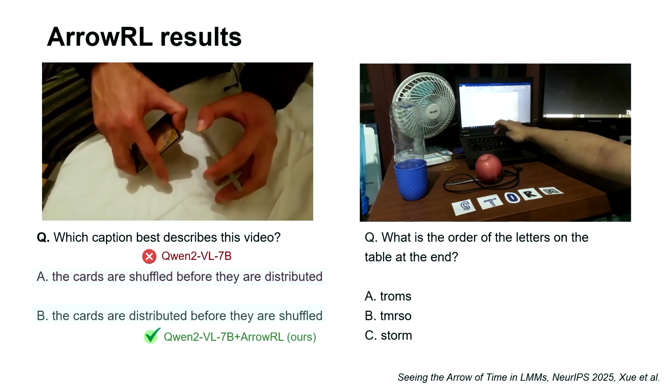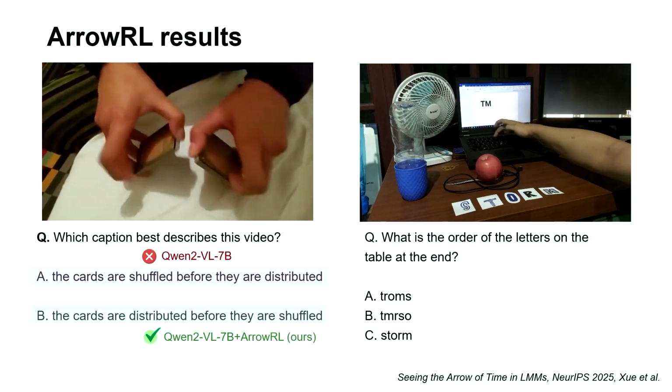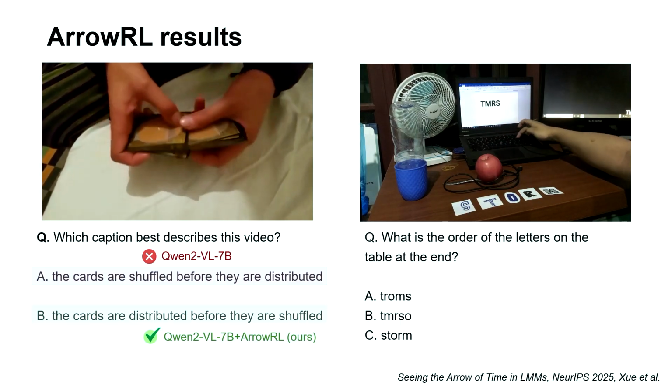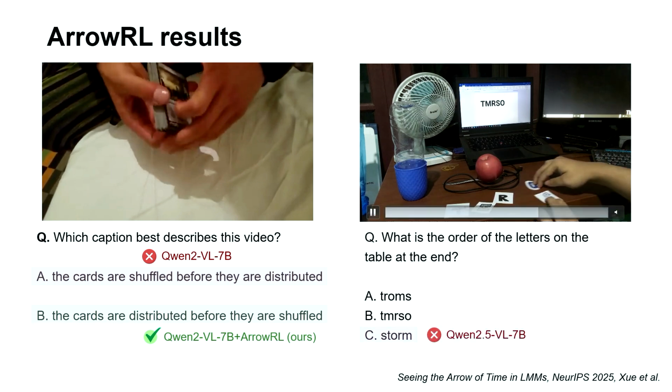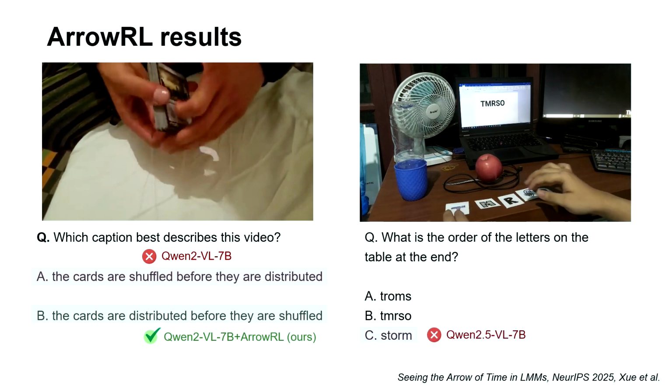And my last one here, this is a great one both for time sensitivity and spatial sensitivity. The question is, what's the order of the letters on the table at the end of the video? Right now, they're in a very nice language-friendly order that says storm, but as time goes on and they get shuffled, you'd need to understand that time sensitivity, and the base model can't yet, but we're making that improvement.